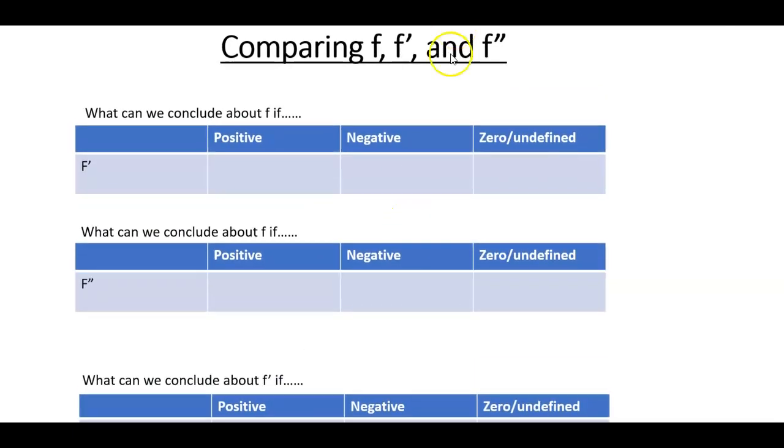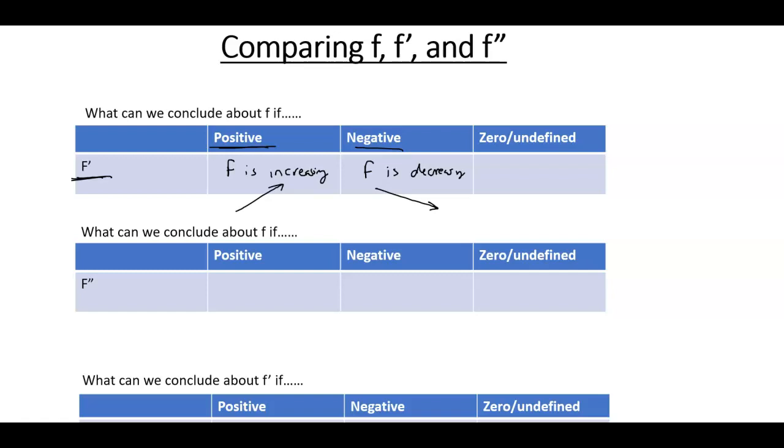Now, you're going to see some questions about comparing f prime and f double prime. So, what can we conclude about the function f if its derivative is positive? Well, if f prime is positive, that means that f is increasing. Likewise, if f prime is negative, that means that f is decreasing. So in other words, when the function f is moving in an upward direction, its slope is positive. And when f is moving in a downward direction, its slope is negative.